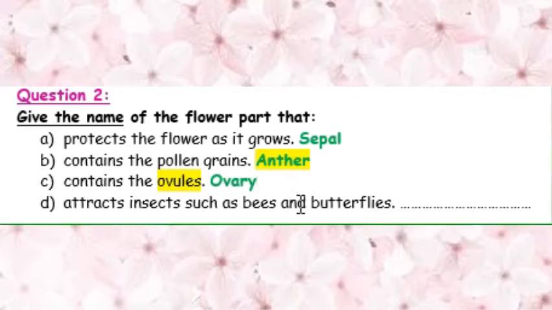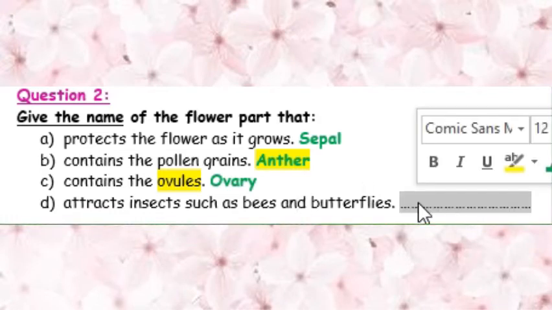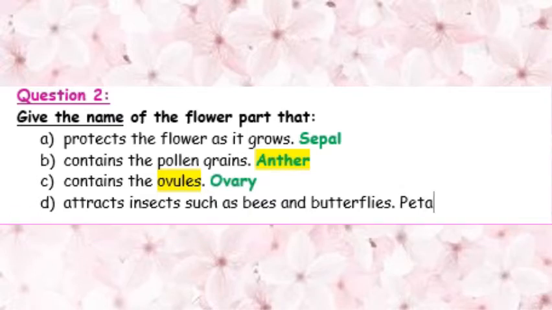Which part of the flower attracts insects, such as bees and butterflies? So to attract these pollinators or these insects, plants use their colorful, beautiful parts. These parts with beautiful smell. So plants use their petals. Petals are used to attract insects and animals.